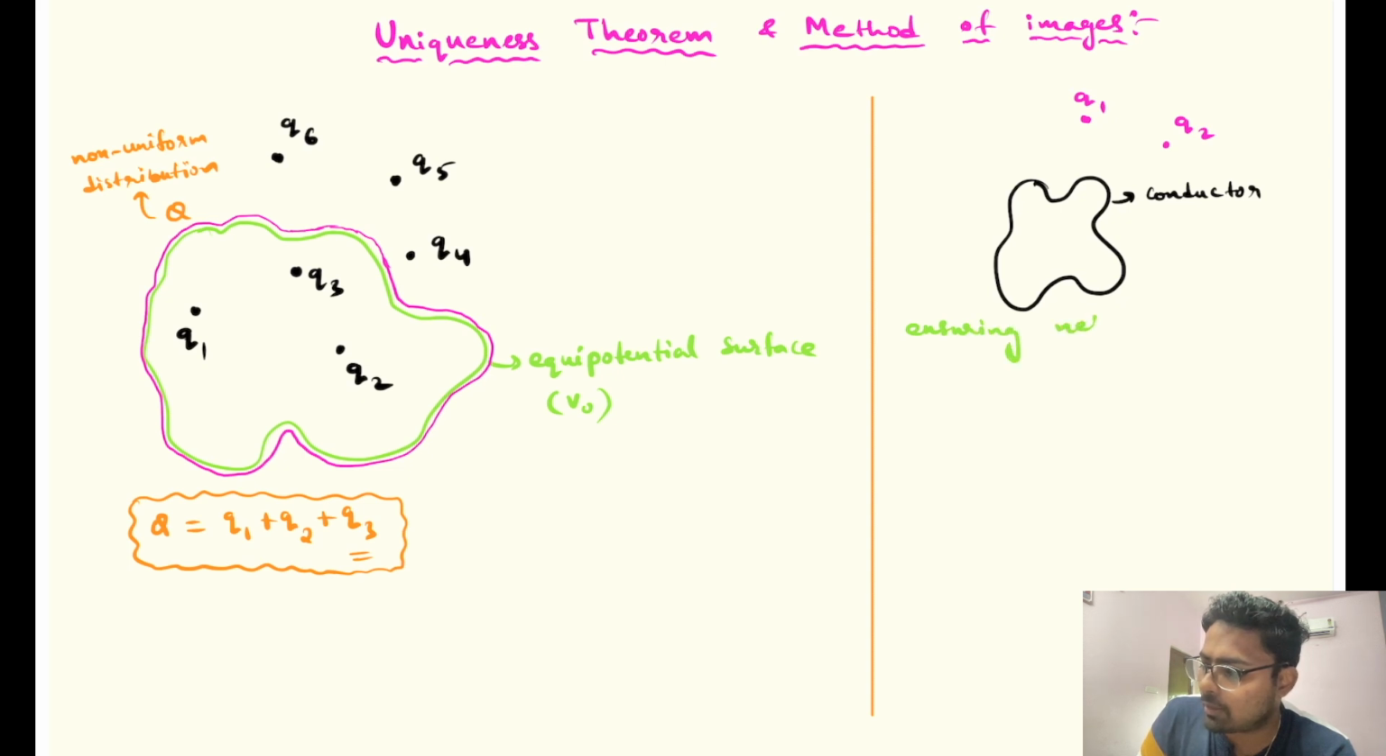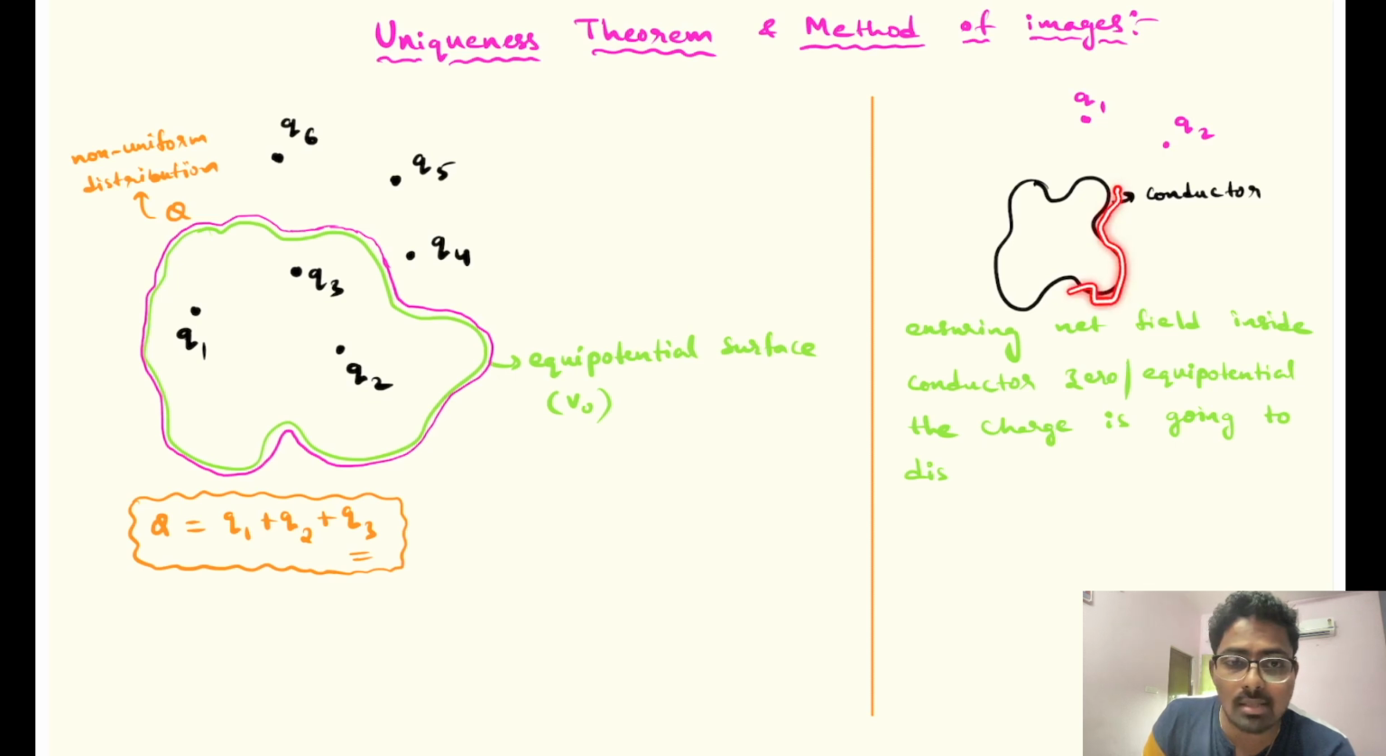Ensuring net field inside the conductor zero, or in other words, ensuring the conductor is what? Equipotential. The charge is going to distribute. It's like zero charge only.